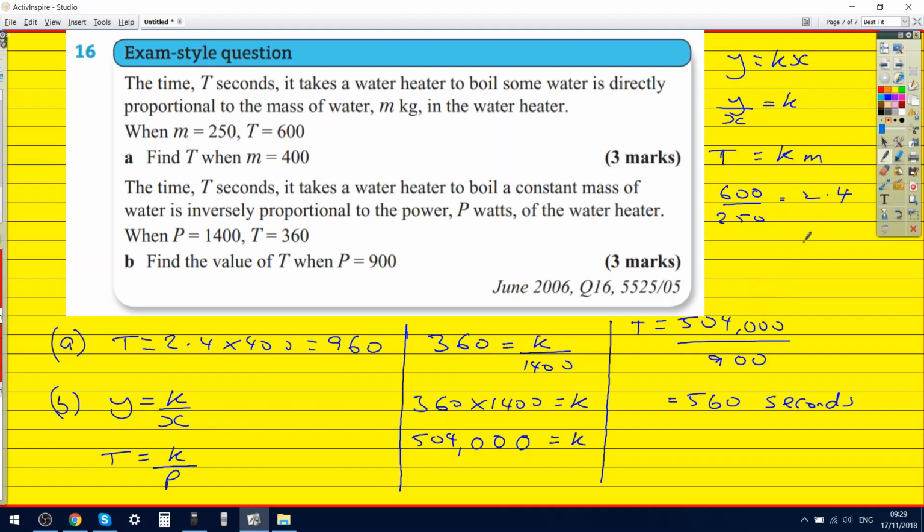Okay, and then the other one was 2.4, and that's correct. And 960. Yeah, you got both of them. Any questions there? No. So the most important thing: y equals kx for direct proportion, y equals k over x for inverse proportion. Use their letters so you don't get confused, and then you just find k and use k to get what you need.